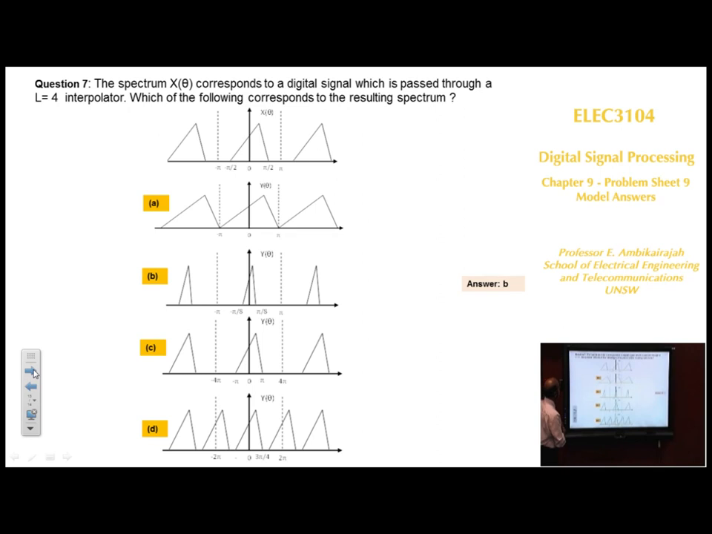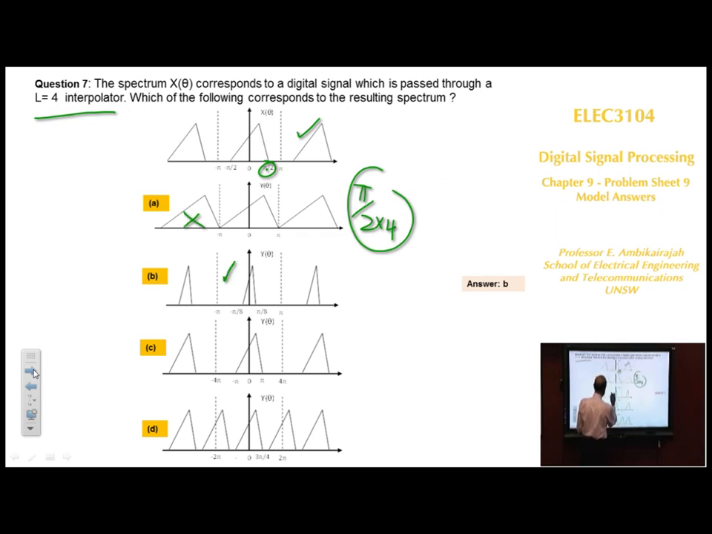Next one, the spectrum X theta corresponds to the digital signal. That's the digital signal passed through an L4 interpolator. Which of the following corresponds to the certain spectrum? So it has to be compression. So that pi over 2 multiplied by 4, right? Sorry, not multiply by 4, it's divide by 4. Why multiply 4? It's just only 4. So that position has to go to pi over 8. So where is it happening? Is it happening here? No, that's not correct. It's happening. This is correct.